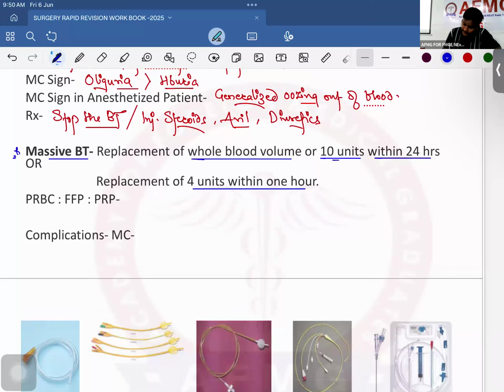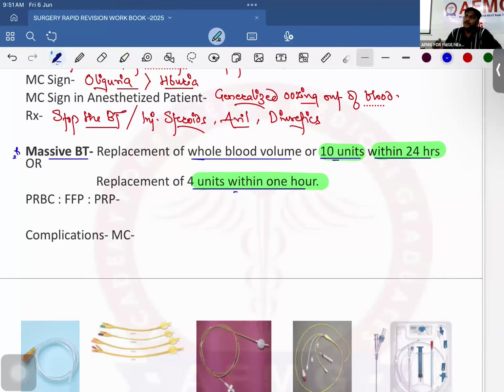Another definition: if you have given 4 units of blood within 1 hour, that is also considered a massive blood transfusion. Do remember the definitions: 10 units within 24 hours or 4 units within a span of 1 hour. Both of those are a massive BT.